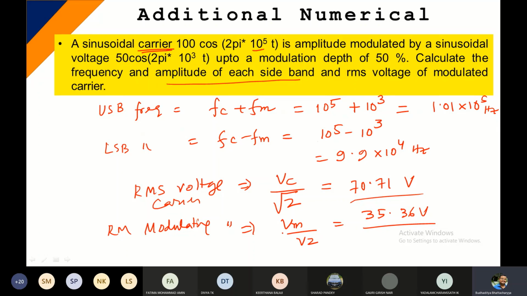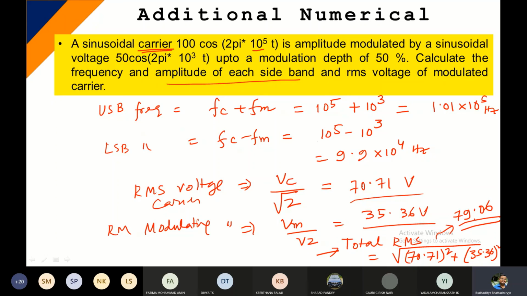Now remember, in the case of AM modulation, we are basically adding up the two things. So your total RMS will be the square root of 70.71 whole square plus 35.36 whole square. Please make a note of this. The total RMS is given by the square root of the sum of the squares of the individual voltages, and we can get the answer as 79.06 volts.